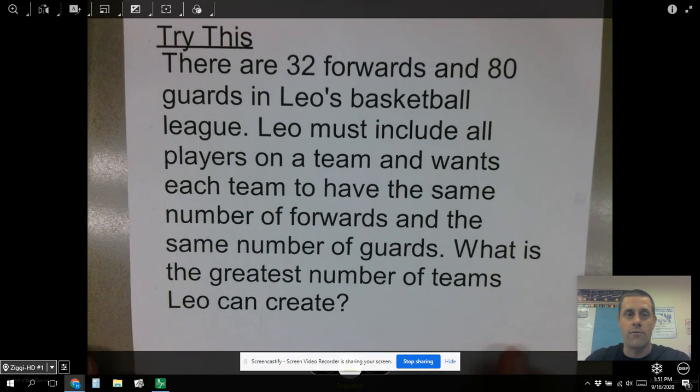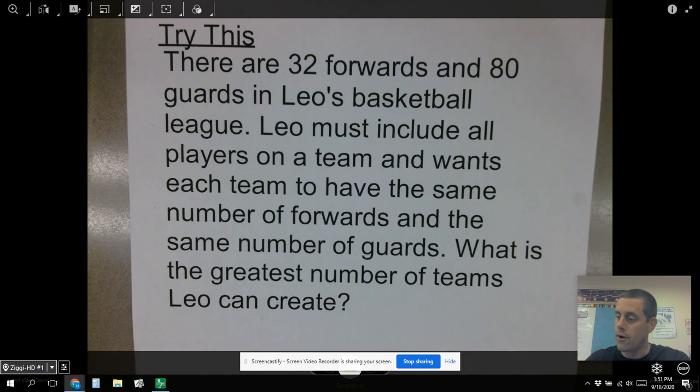All right, here's a word problem for you to try on your own. There are 32 forwards and 80 guards in Leo's basketball league. Leo must include all players on a team and wants each team to have the same number of forwards and the same number of guards. What is the greatest number of teams Leo can create? Go ahead and pause this video, work this problem out on your own. Once you've completed it, begin playing the video again and check your work to see how you did.